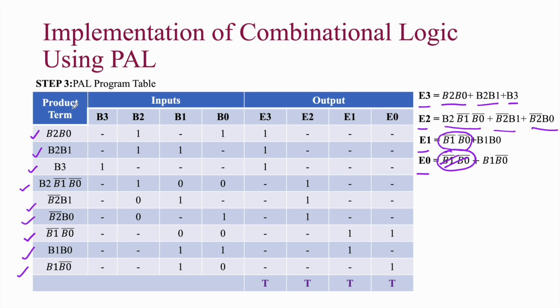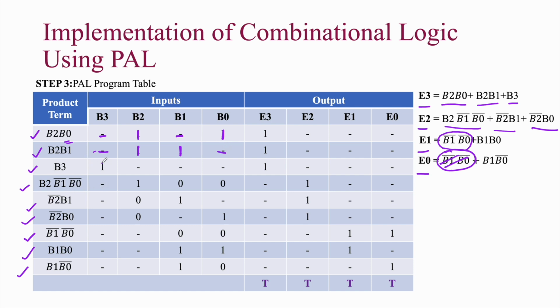And now, we have to make a table having all inputs B3, B2, B1, B0 and all outputs E3, E2, E1, E0. While looking at this product term, what are the variables that we have? We have B2 and we have B0. We don't have B1 and B3. So, put a hyphen. And similarly, in the second product term, what variables do we have? We have B2 and B1. So let us mark a hyphen for the rest.